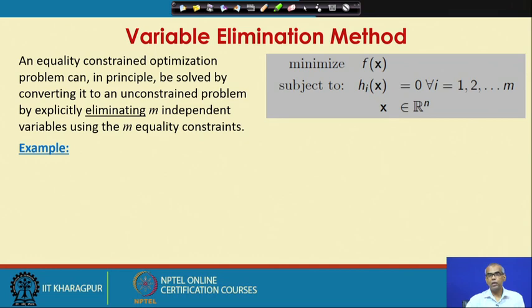So, we have an equality constraint optimization problem: minimize f(x), where x is an n vector, subject to h_i(x) = 0, i varies from 1 to m. So, we are minimizing an n variable function subject to m number of equality constraints. An equality constraint optimization problem can in principle be solved by converting it to an unconstrained problem by explicitly eliminating m independent variables using the m equality constraints.